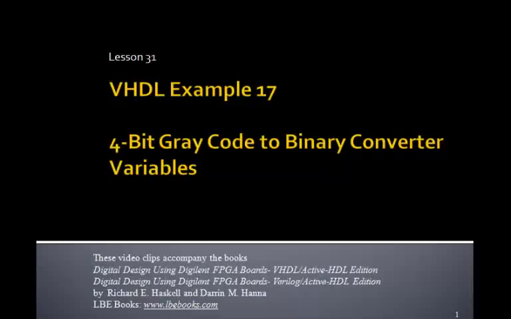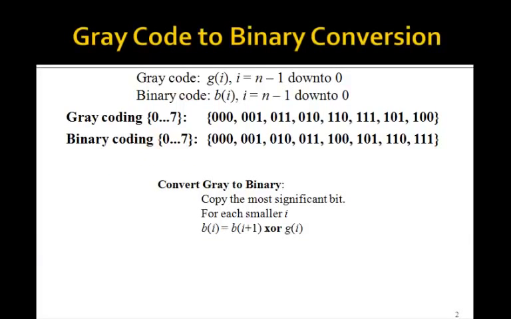This is lesson 31, VHDL example 17. In this example, we're going to do a 4-bit gray code to binary converter, just the opposite of the last example. And in this example, we're going to introduce VHDL variables.